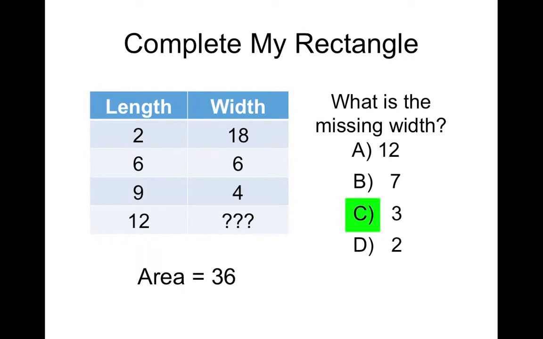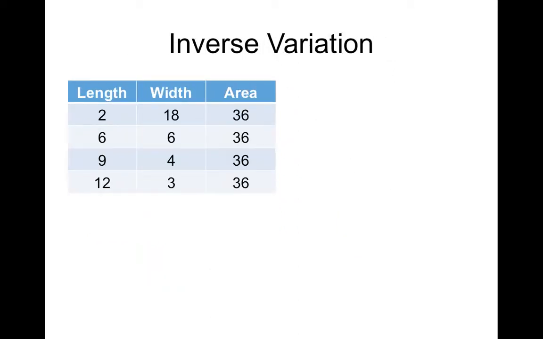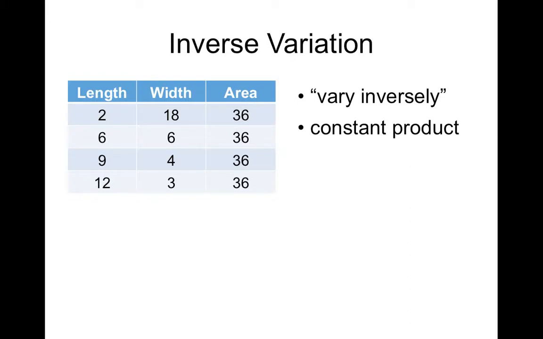The missing width is 3 because 12 times 3 is 36. The lengths and widths of rectangles with the same area fit a pattern called inverse variation. Another way to say this is that the length and width vary inversely. Quantities that vary inversely have a constant product.